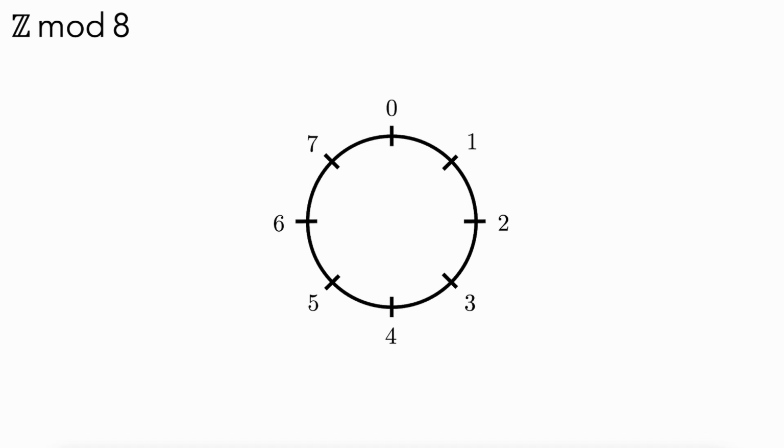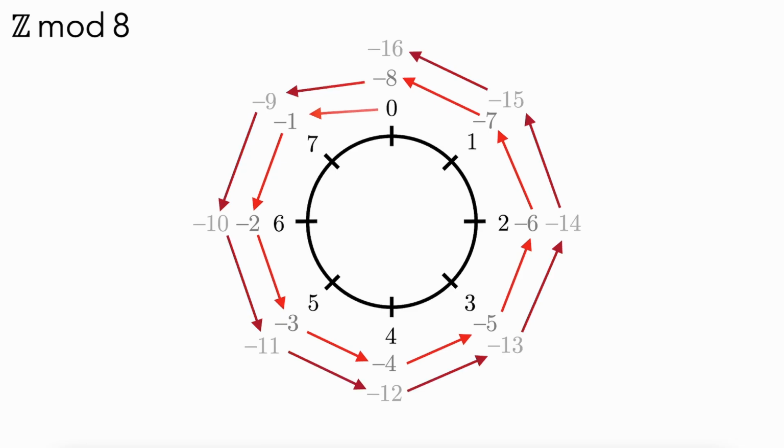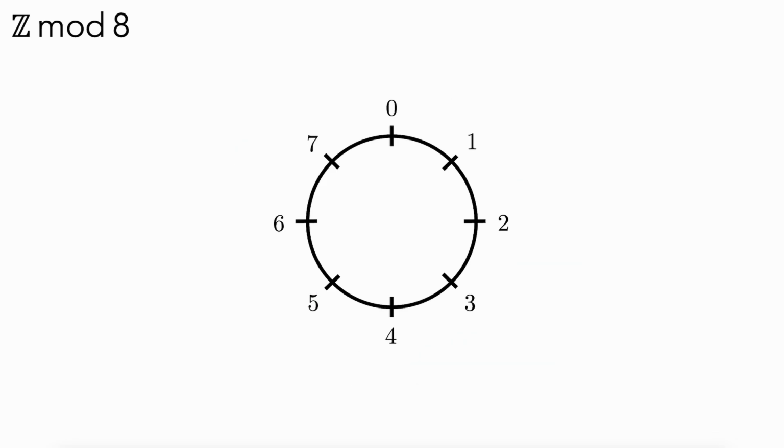If we go backwards, we get negative 1 stacked on top of 7, negative 2 stacked on top of 6, and we can go around and around just as before. Notice that negative 3 and 5 are in the same congruence class, just as we saw before. So these 8 numbers of the number wheel, the least residue class, represent all the positive and all the negative numbers at the same time. Truly remarkable.